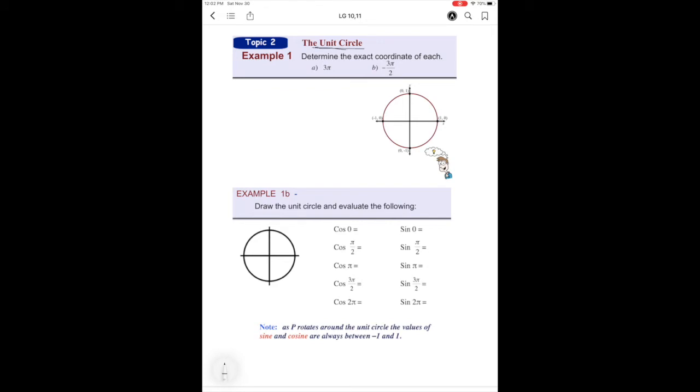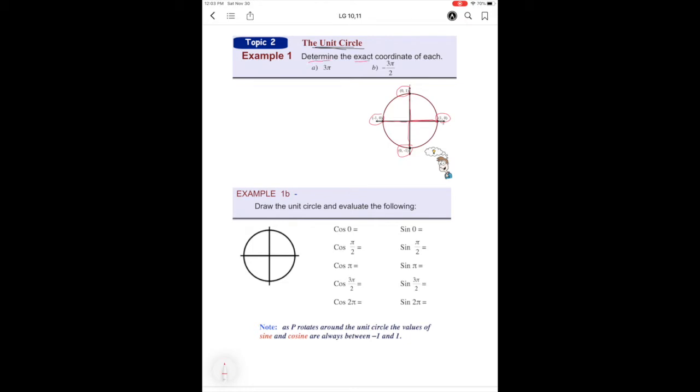Topic two now, we're going to be looking at the unit circle. We talked about the unit circle in the previous learning guide. So you have to remember that the unit circle, you're going one unit, and so we have a coordinate there. We're going one unit up, so we have that coordinate, and one unit to the left, we've got that coordinate, and one unit down. Okay, so that's the unit circle.